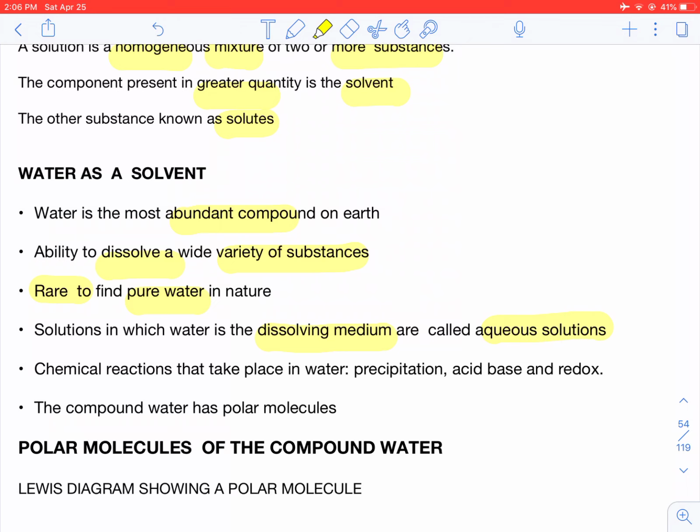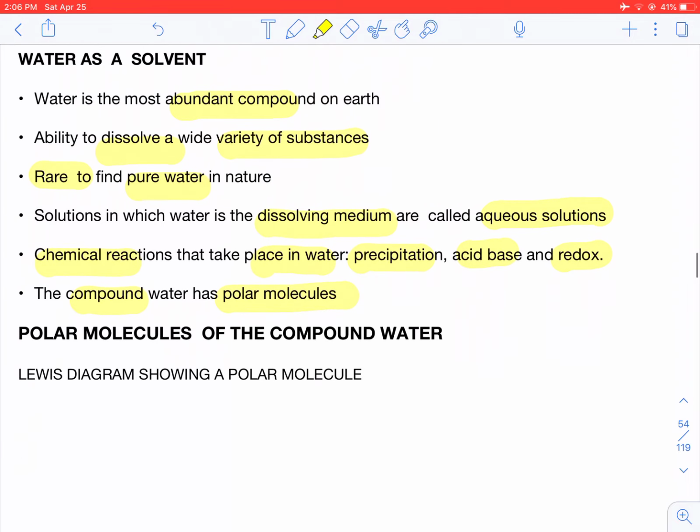If we look at chemical reactions that take place in water, there are reactions that we are going to be dealing with in the next lesson, and those are precipitation reactions, acid-base reactions, and redox reactions. These are important reactions because most of them take place in water, and the compound water has polar molecules.